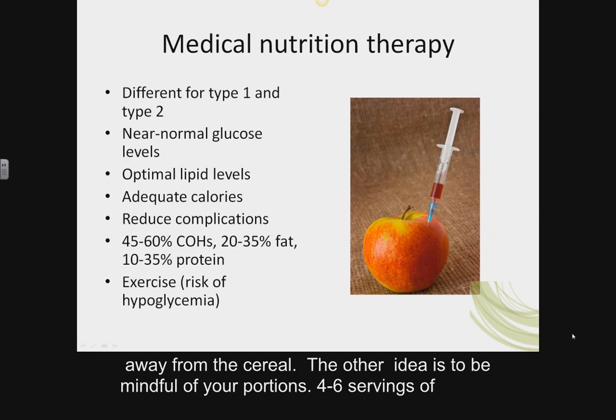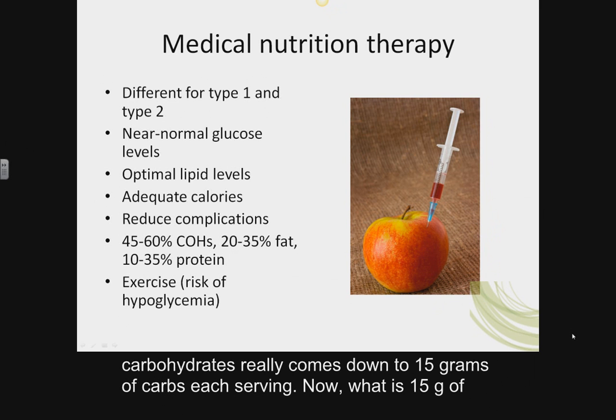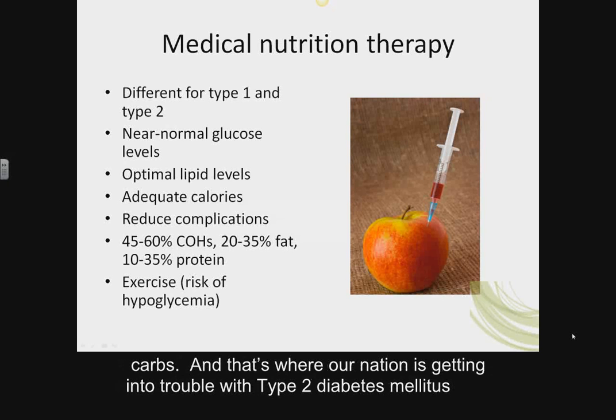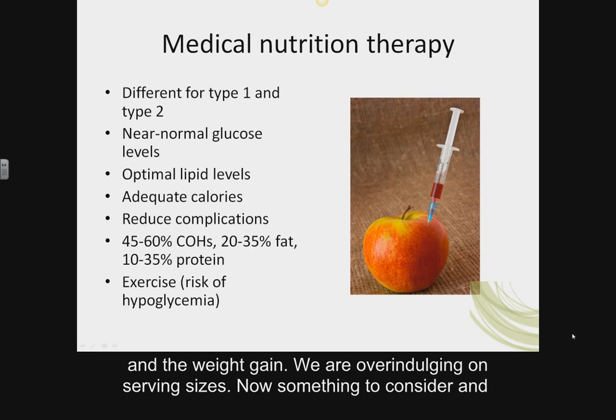4 to 6 servings of carbohydrates really comes down to 15 grams of carbs each serving. Now, what is 15 grams of carbs? And that's where our nation really is getting into trouble with type 2 diabetes and the weight gain. We are overindulging on serving sizes.